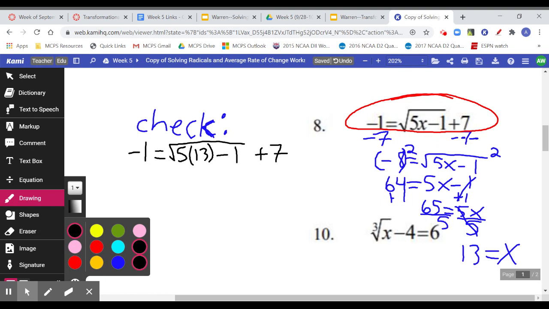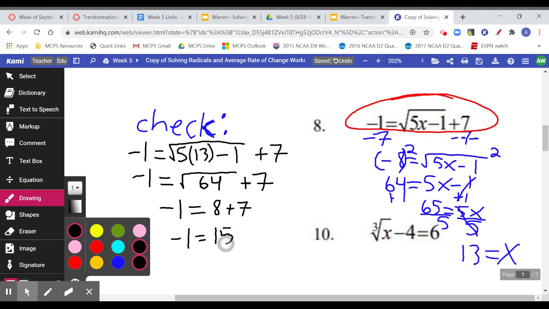From here, once again, we're just simplifying. So I'm going to take all those numbers under the radical sign. I'm going to multiply. And if I take 5 times 13, I get 65. If I subtract 1, I get 64. So I'm just going to do that all in one step here to save space. Okay. And again, I'm not doing anything with the left because that was already simplified. I'm just trying to simplify the right. The square root of 64 is 8. And 8 plus 7 gives me 15.